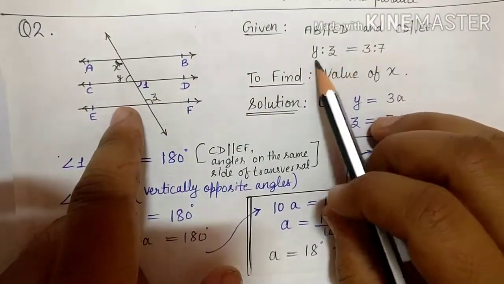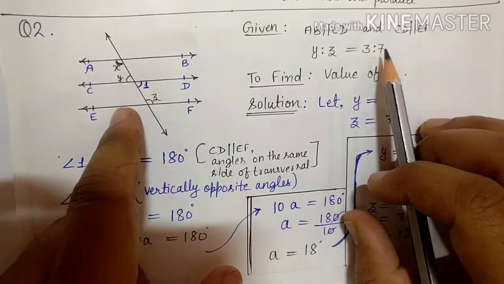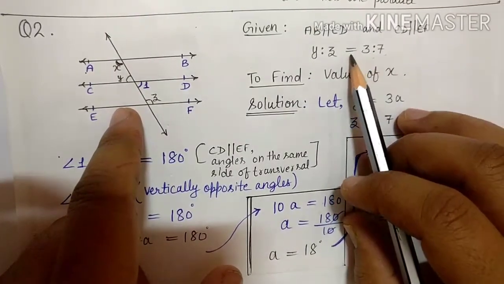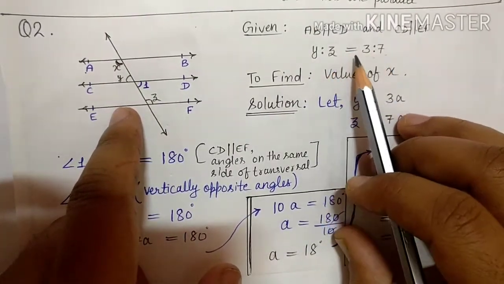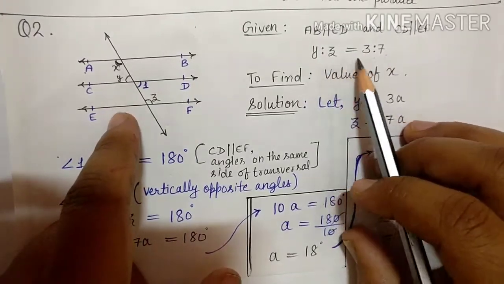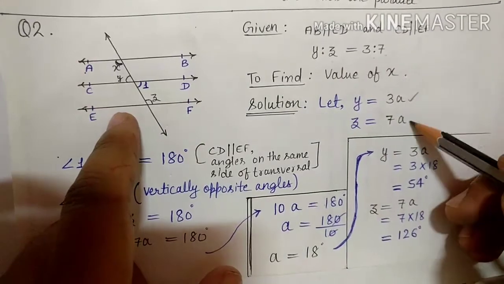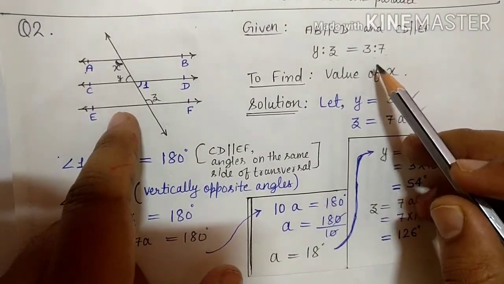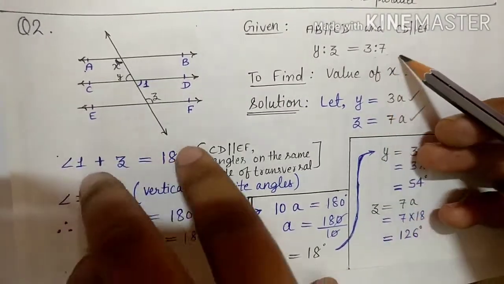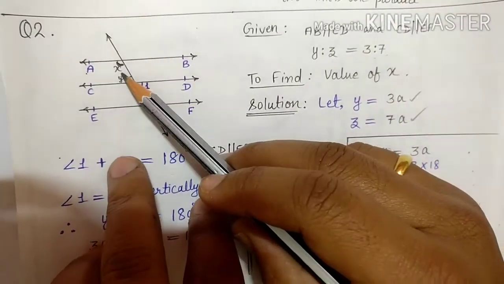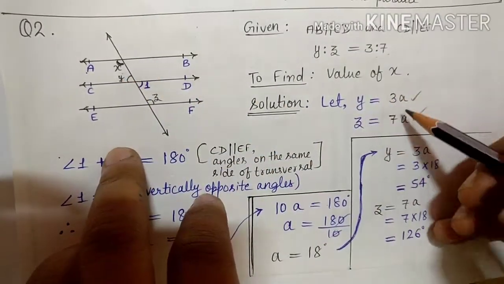Now y is to z is given as ratio 3:7. So we can write the y value by assuming a common ratio between them, like a. So y will become 3a and z will become 7a, because the ratio is given. We could assume 3x or 7x also, but we have to find the value of x. That's why we have taken another variable, that is a.